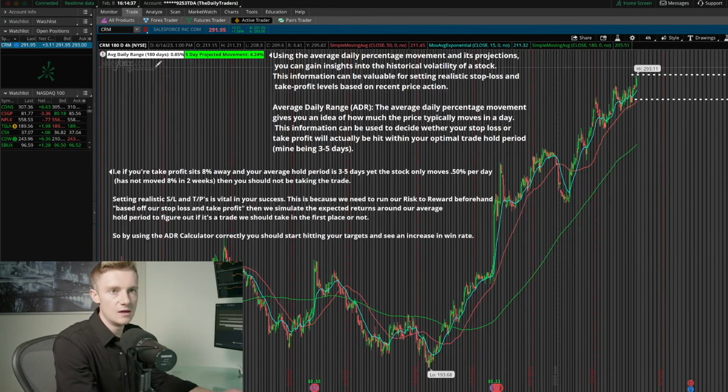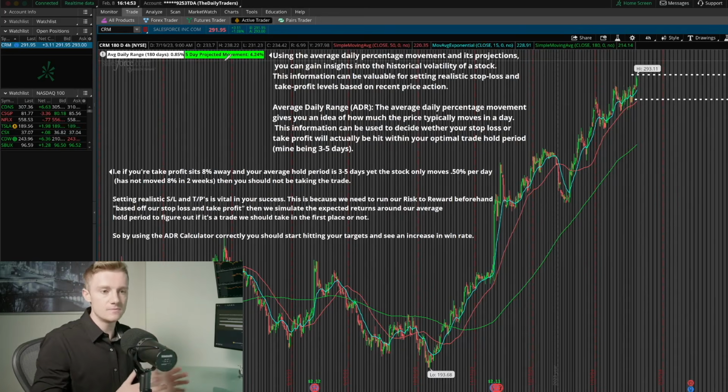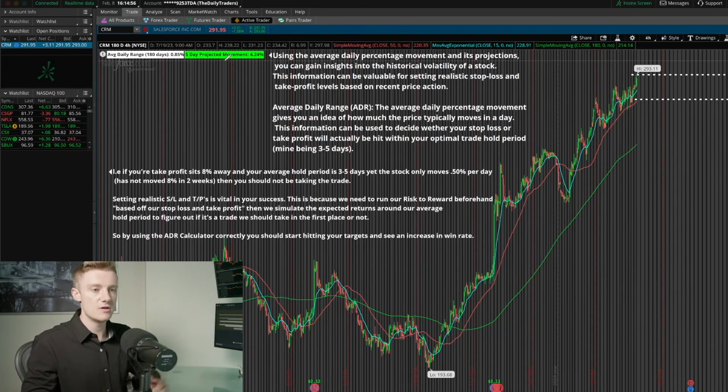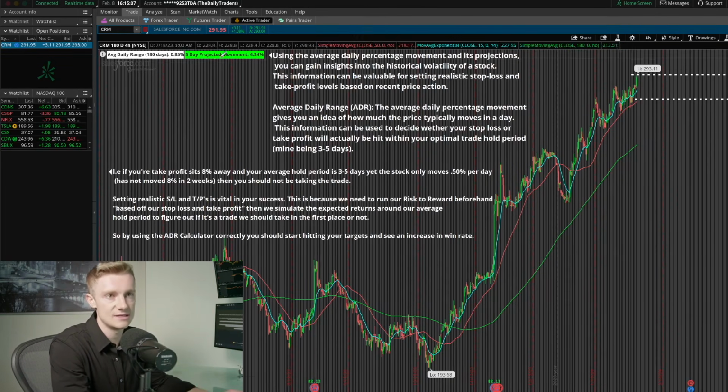So up here you can see over the last 180 days, the stock specifically that I'm on is ticker symbol CRM. Over the last 180 days, CRM has on average moved 0.85% a day. Now that's not up or down, that is just taking into account the daily high and the daily low on the 4-hour over the last 180 days. So between the lowest price of the day and the highest price of the day, on average, CRM specifically is moving less than 1%.